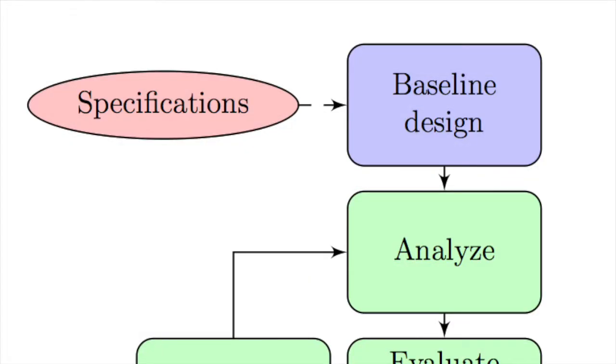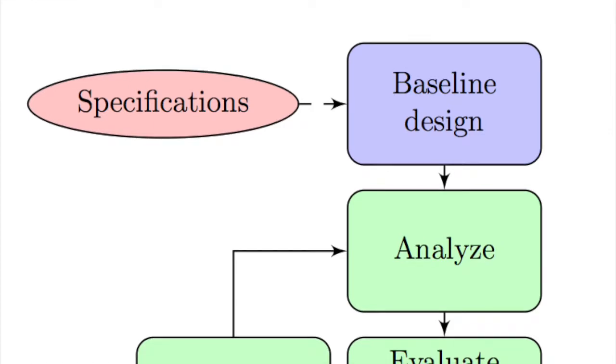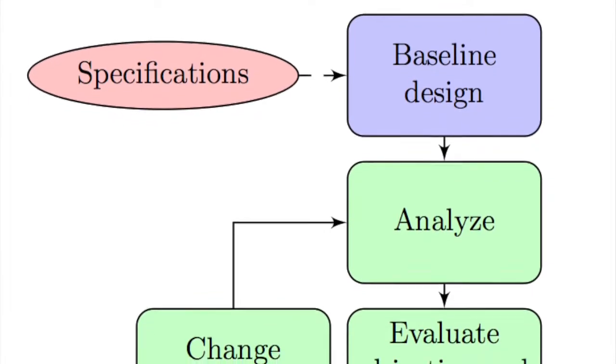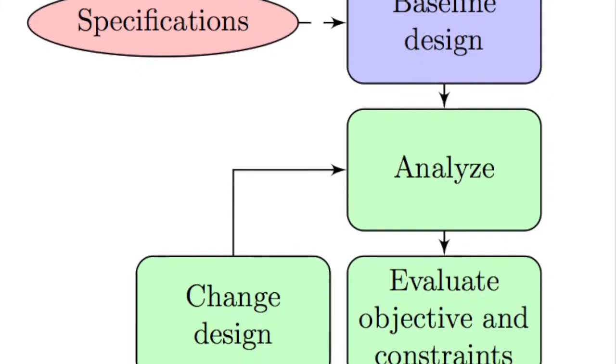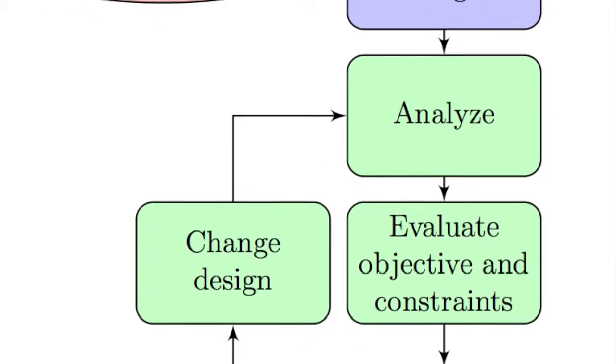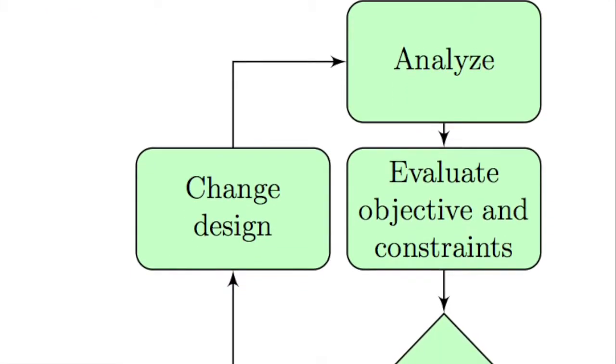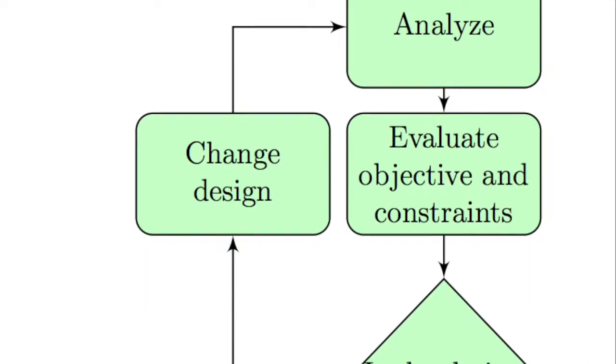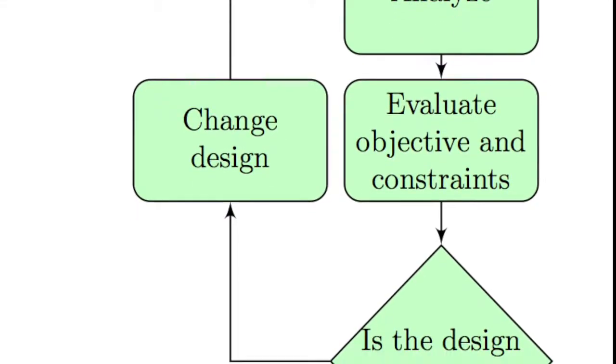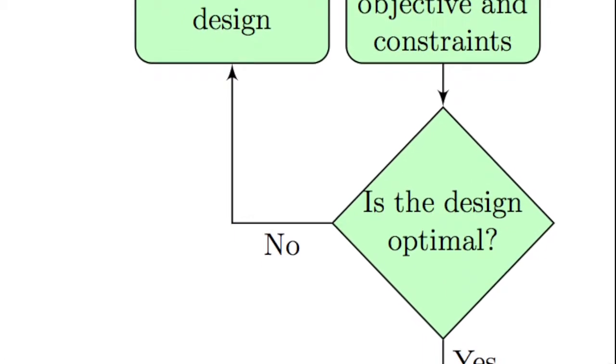The MDO design process also starts with a baseline design. Then the whole multidisciplinary system will be analyzed altogether. After that, designers will evaluate the objective, which is a numerical measure of the performance of the design. We repeat the cycle until the design is optimal.